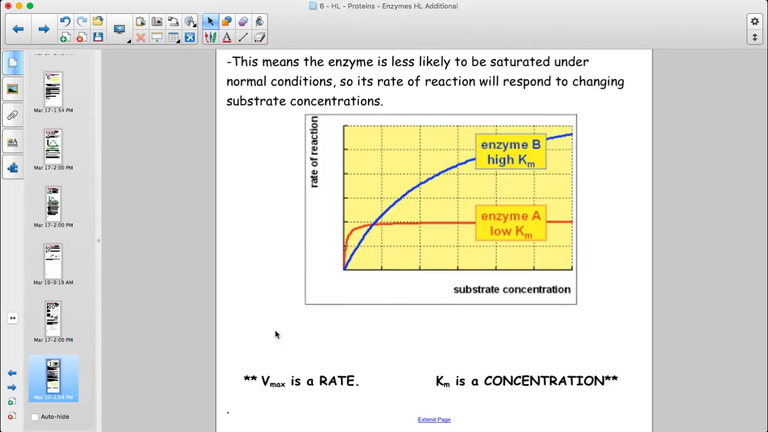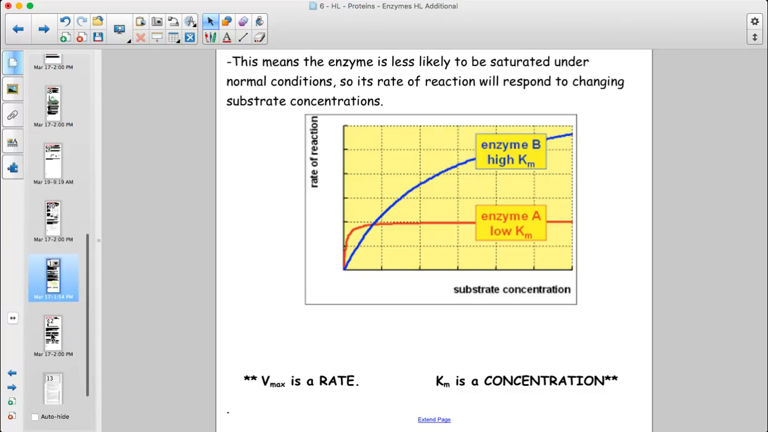One thing to point out here that people sometimes get mixed up: Vmax is a rate and Km is a concentration. Km is the concentration of substrate at which you have half the Vmax, whereas Vmax is just the maximum rate of reaction for an enzyme under certain conditions.